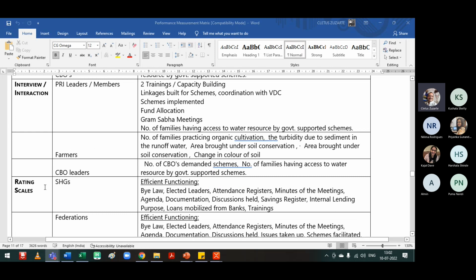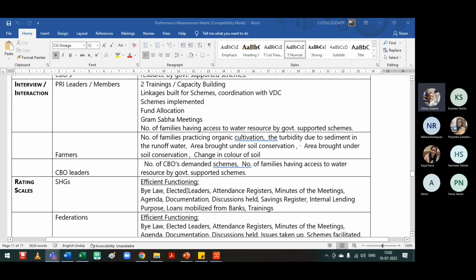Then there was an interesting tool that we developed, which was called the rating scales, for monitoring. We developed a rating scale for an SHG. How do we rate the SHG as progressing from point A to point B to point C? How do we actually rate it? So we looked at certain indicators along efficient functioning, like, for example, has the SHG come up with bylaws? Has the SHG elected leaders? Now you notice the rating scales have very specific pointers.